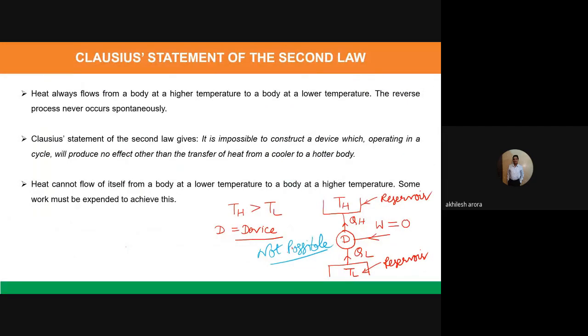In the last class, we discussed the Clausius statement of the second law of thermodynamics. As per the Clausius statement, it is impossible to construct a device which, operating in a cycle, will produce no effect other than the transfer of heat from a body at a lower temperature to a body at a higher temperature without the aid of external work.